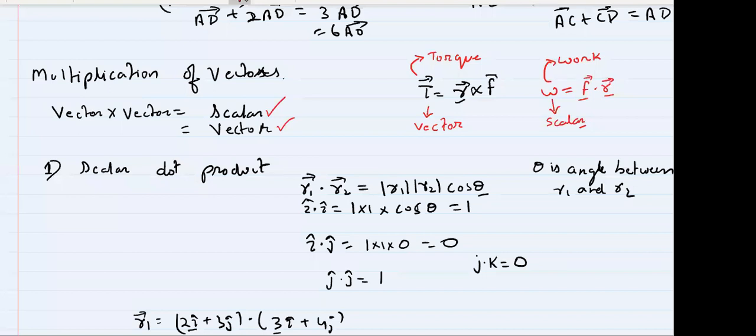So suppose you have vector A and vector B, and I want to multiply these two. The dot product will be A dot B. This A dot B will be equal to the magnitude of A into the magnitude of B into cos theta, where theta is the angle between A and B. Got it? Are you getting this? So if I'm talking about two vectors, R1 and R2, the dot product would be magnitude of R1 into magnitude of R2 into cos theta.